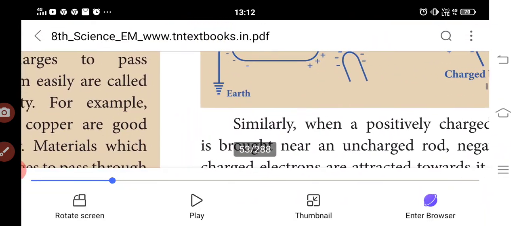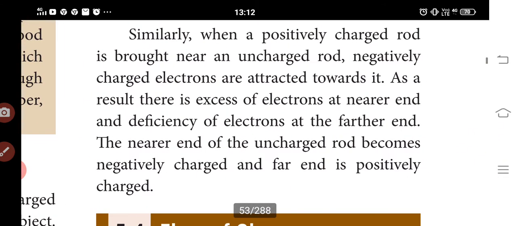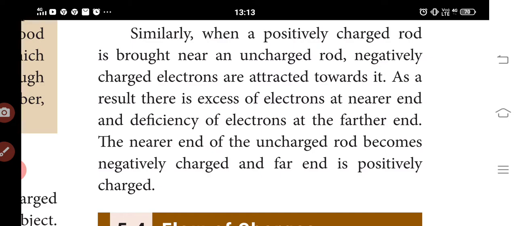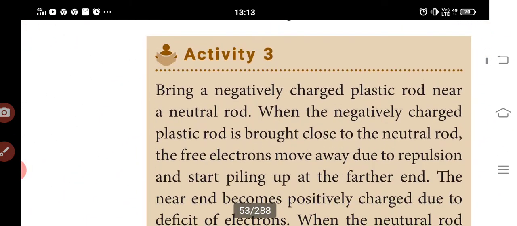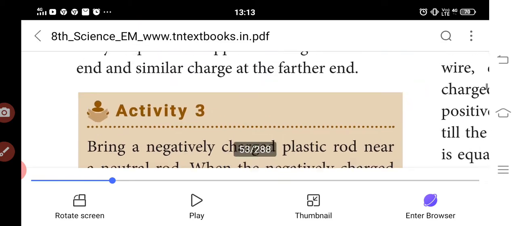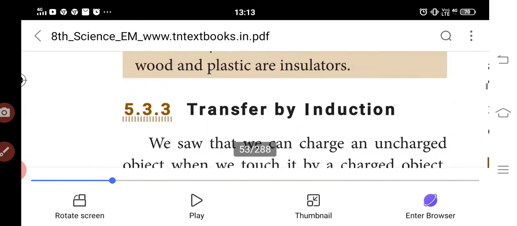Similarly, when a positively charged rod is brought near an uncharged rod, negatively charged electrons are attracted towards it. As a result, there is excess of electrons at the nearer end and deficiency of electrons at the further end. The nearer end of this uncharged rod becomes negatively charged and the far end is positively charged. So, we discussed this.